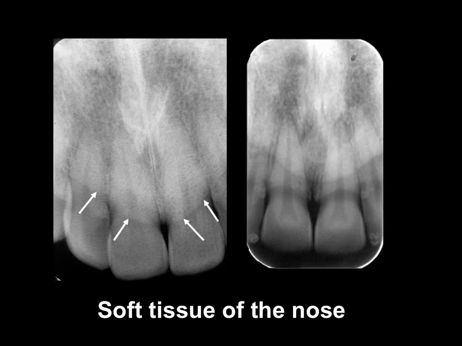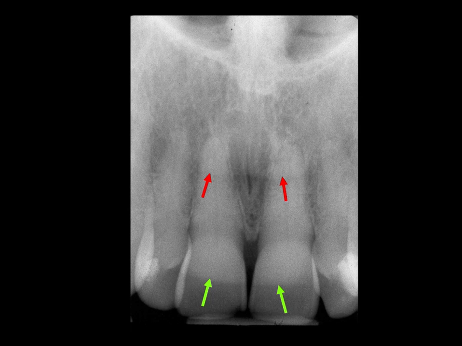Soft tissue shadows in this region can occasionally be misinterpreted as root fractures, so it's important to recognize that they don't just cast a shadow over a particular tooth, but spread across all the teeth and have the characteristic shape of the nose. On this radiograph, the upper arrows are pointing at the same nasal shadow. The lower arrows are actually pointing at the lip line. Again, a soft tissue shadow across the teeth.